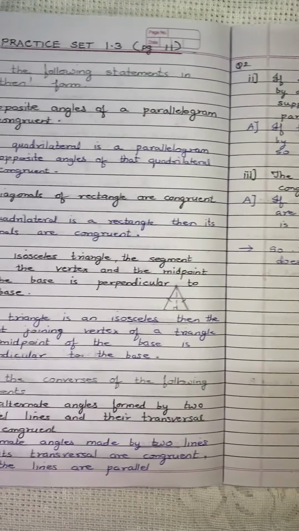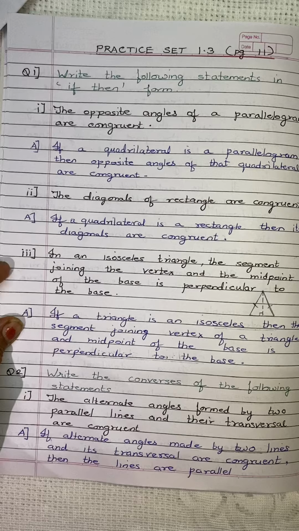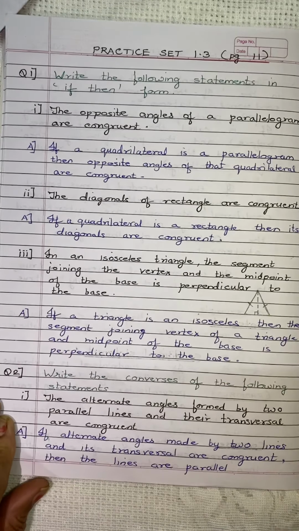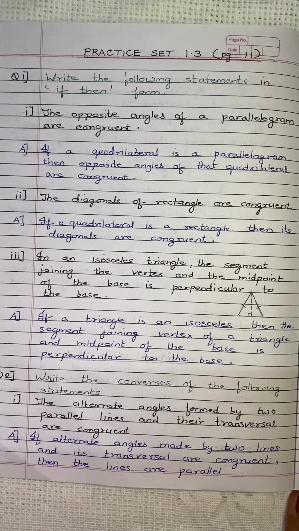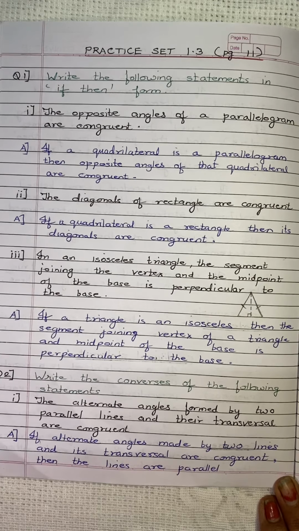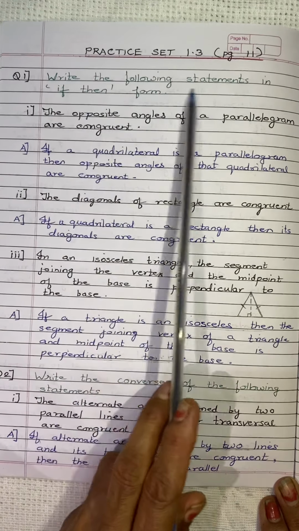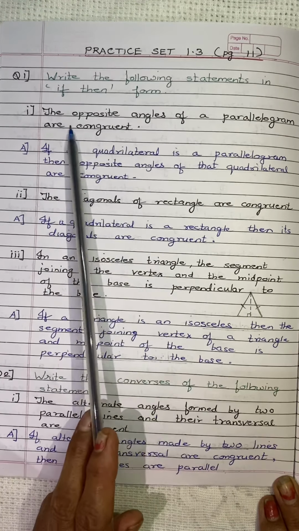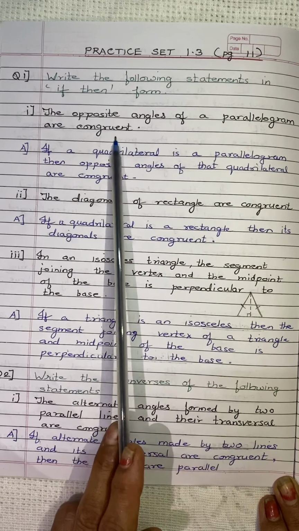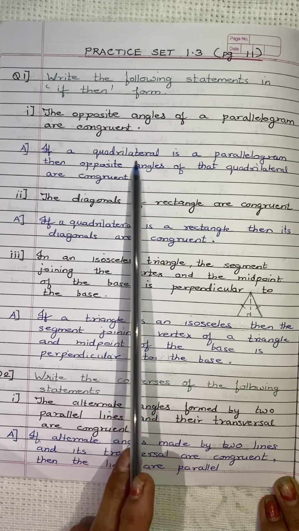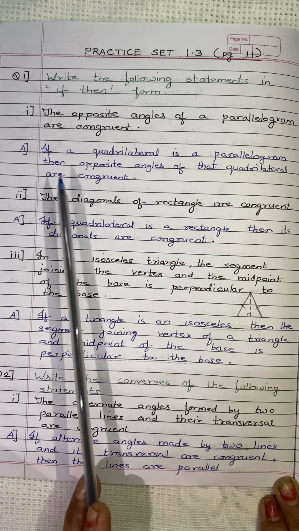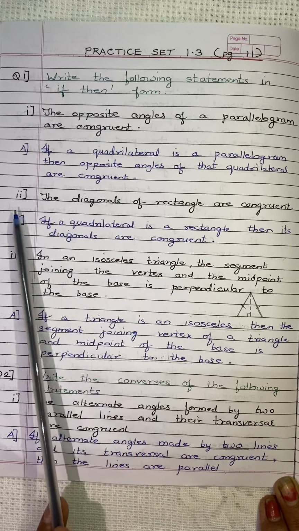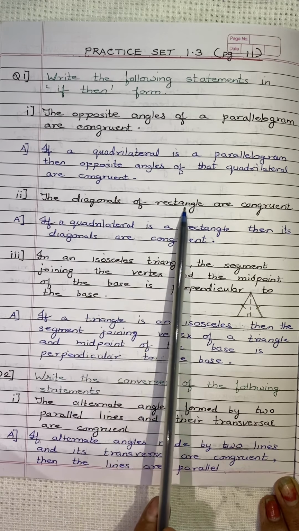Let's start with practice set 1.3, page number 11 of your textbook. Question 1. Write the following statements in if-then form. The opposite angles of a parallelogram are congruent. If a quadrilateral is a parallelogram, then opposite angles of that quadrilateral are congruent. Second one. The diagonals of a rectangle are congruent.